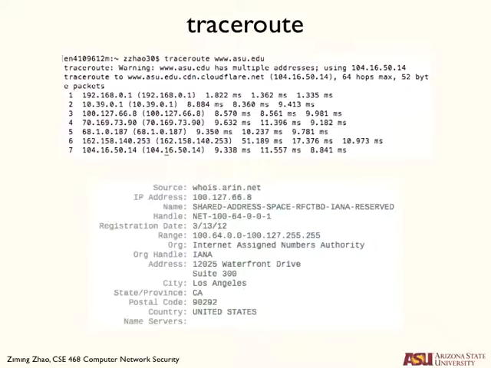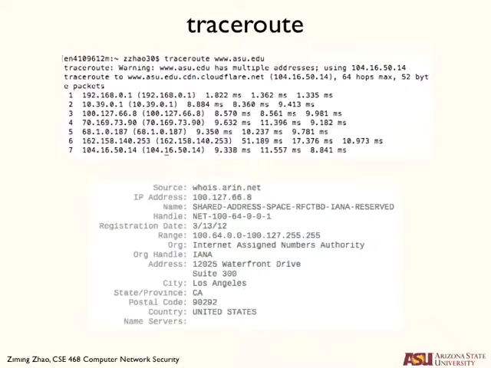And this is the first router. So this is a router I use at home. And then we have another hop, 10.39.0.1. This is again another private IP address. So I'm using Cox at home, so this might be a private network set up by Cox. And after that, we have 100.127.66.8, which is another router in the Cox network.